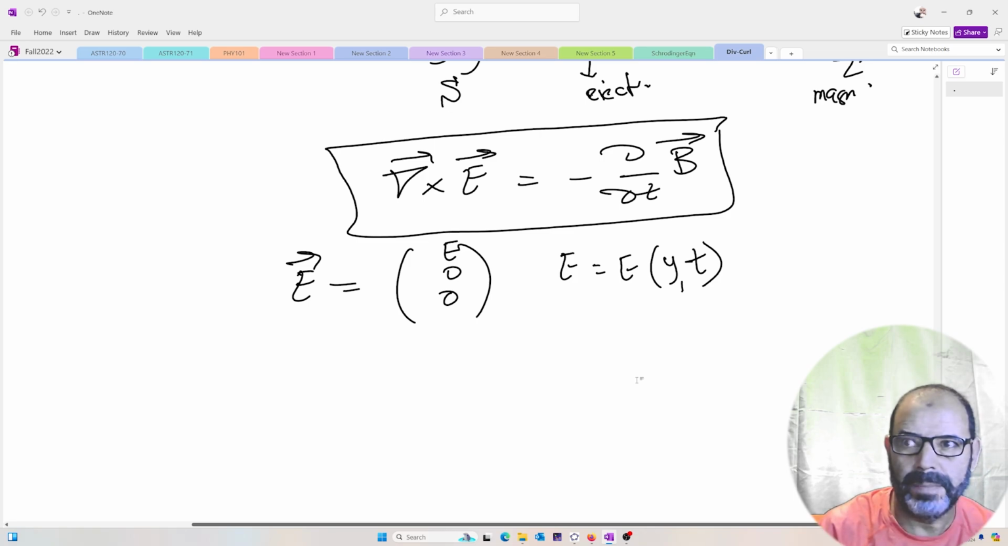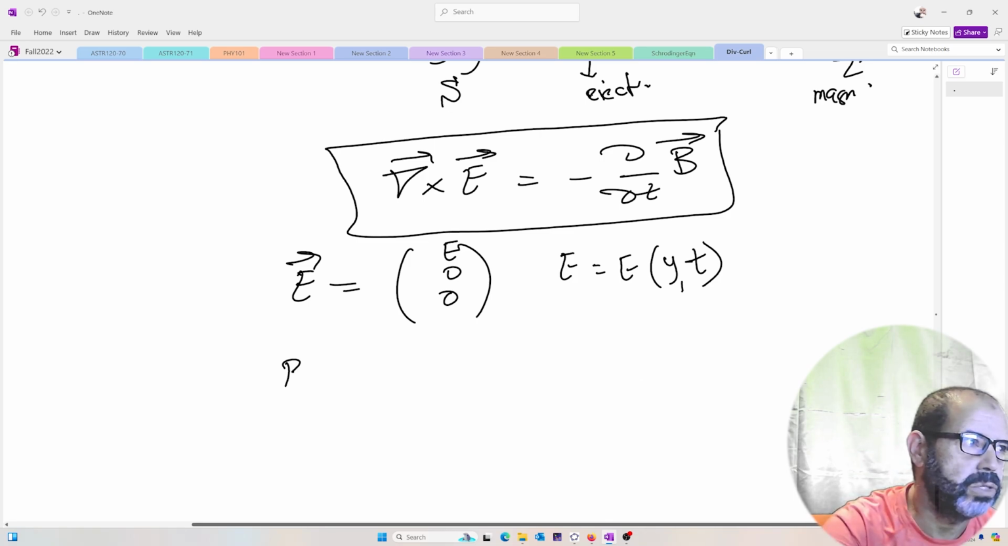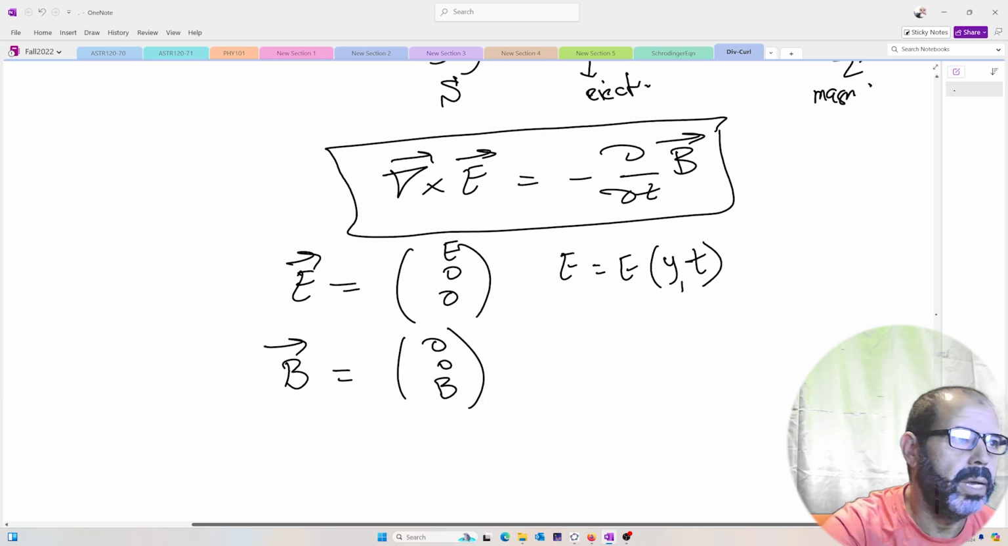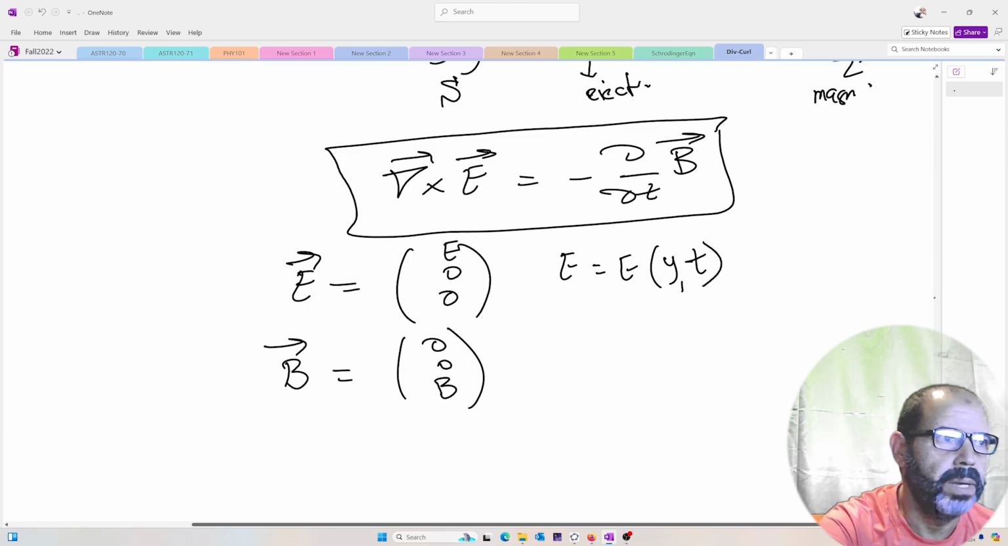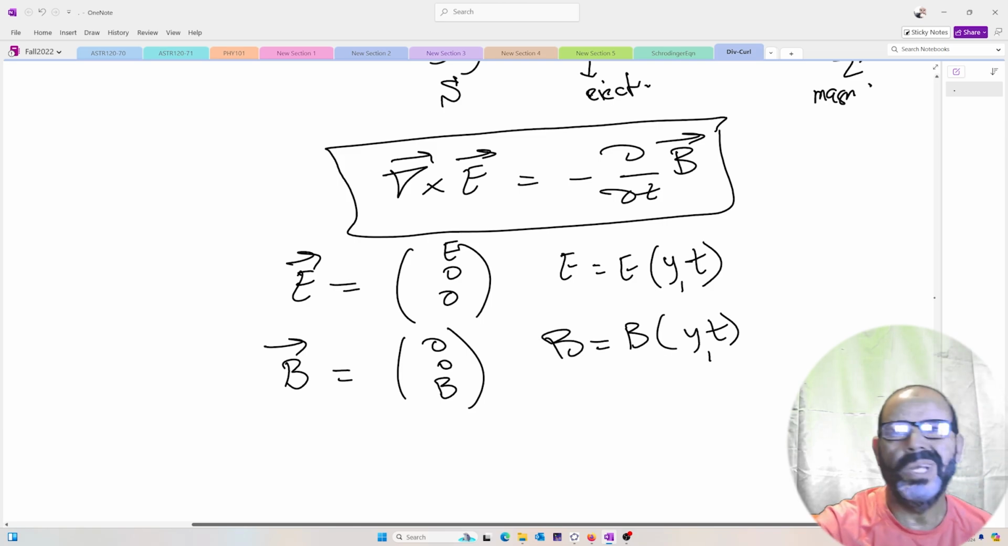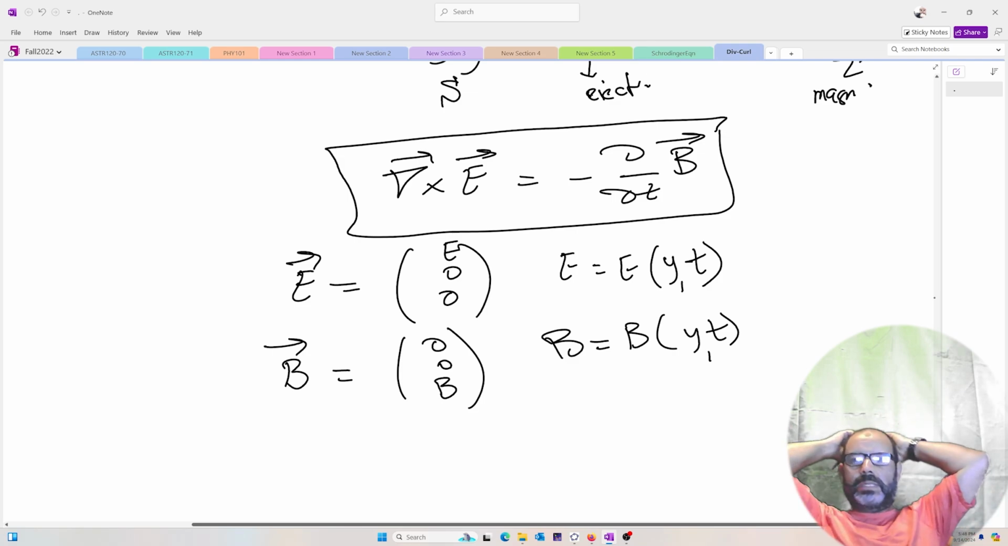Furthermore, you can show using Maxwell's equations that, as a result of this, the magnetic field will turn out to only have a z component. So B itself also reduces to a simple form, which is also dependent on y and t. So the equations reduce a lot in complexity and become a lot easier to work with.